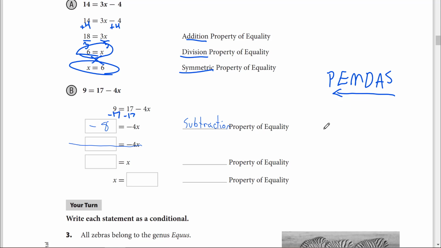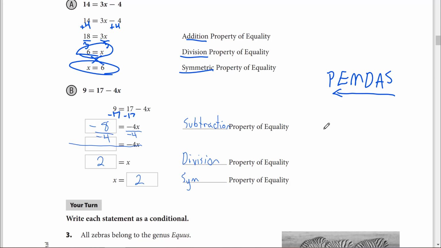So then what do I need to do to get x alone? Well, I need to divide by that negative 4. So that was the division property of equality, because I divided. Negative 8 divided by negative 4 is positive 2. And again, we swap it so the variable starts the equation. So we just flipped it, and that's called the symmetric property of equality.